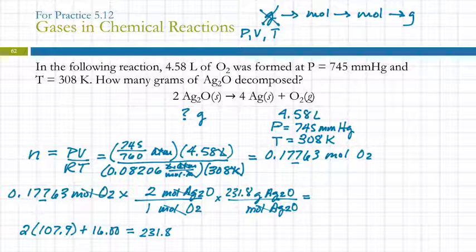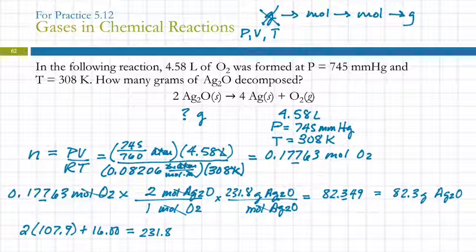So 0.17763 times 2 times 231.8 equals 82.349. This is my final answer, so I can round that. 82.3 grams of silver oxide decomposed to form that much oxygen. Any questions?